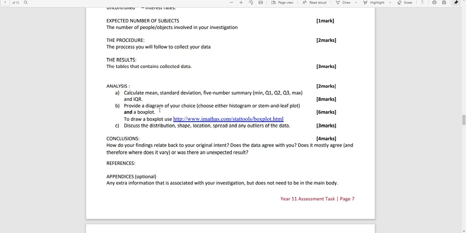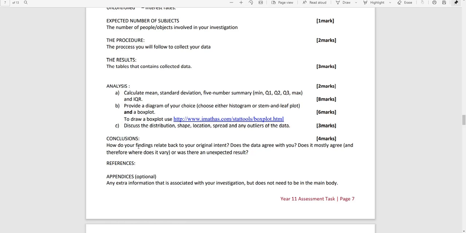Provide a diagram of your choice, so a histogram, a stem-and-leaf plot, and a box plot. A parallel box plot is going to be super important, so make sure you include it. There's a little link here that will allow you to draw a box plot very nicely. And then discuss the distribution, shape, location, and spread, and any outliers. Outliers are good to give you something to talk about, but if there are no outliers, also fine.